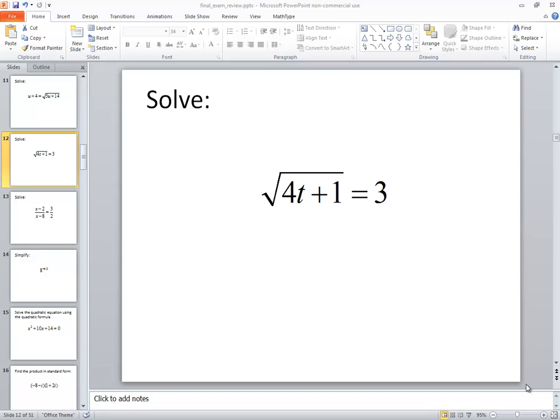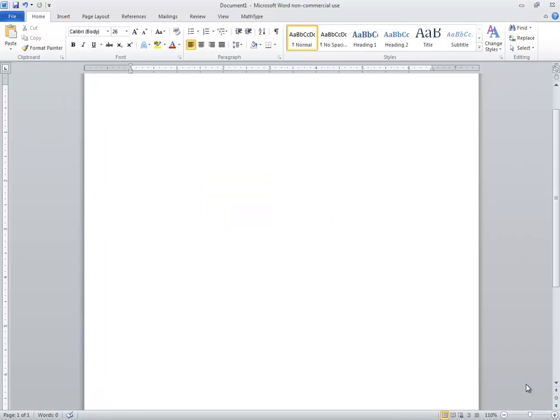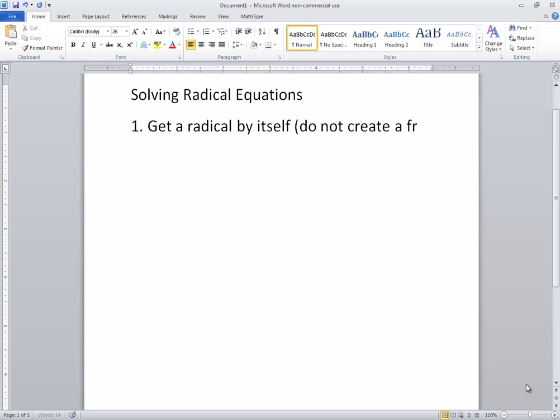Let's take a look at this problem. This is a radical equation, so let's refresh our memory on solving radical equations. Our first step is to get a radical by itself, and do not create a fraction. Step 2, raise both sides to a power equal to the index.